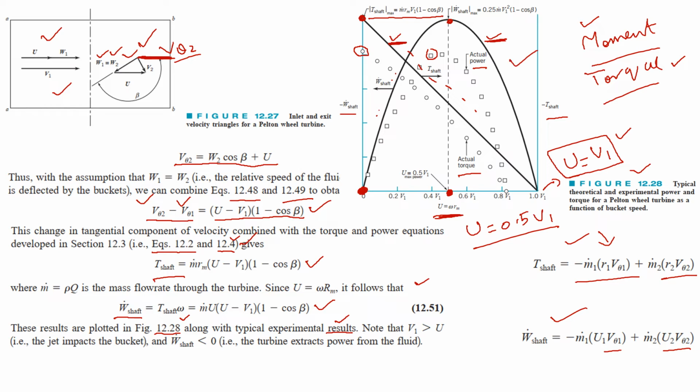So these are the different torque and power values that we get by changing the rotor blade velocity, or you can say that we can get these different lines by changing the fluid velocity, because it is also related to the rotor speed.